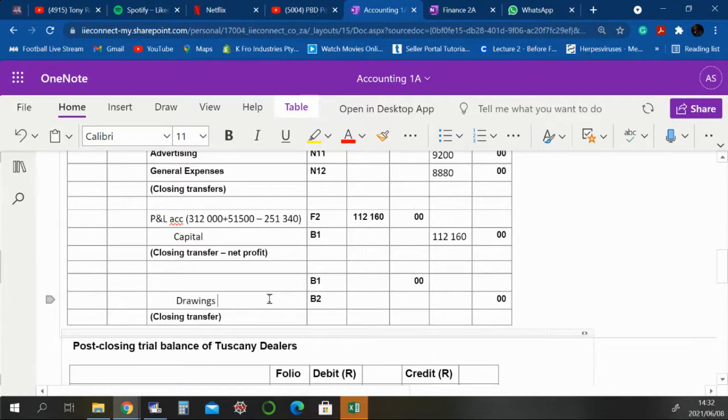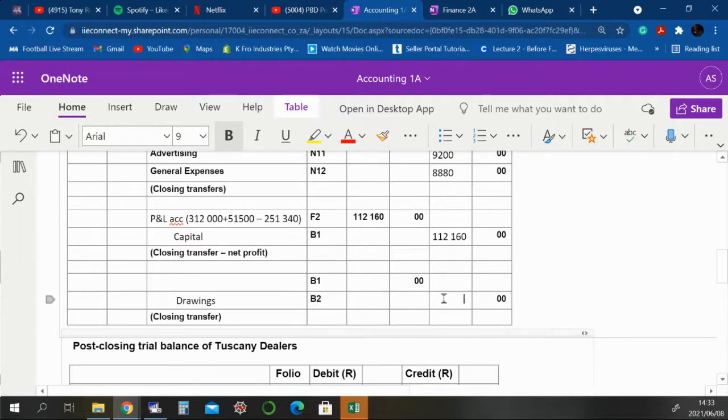I know a lot of my students say, this looks easy, but we're doing it together. It's different when you sit by yourself and ask, but drawings, during the year, what actually happens with drawings? So please take the time to practice this. Why did we debit the profit to the capital?